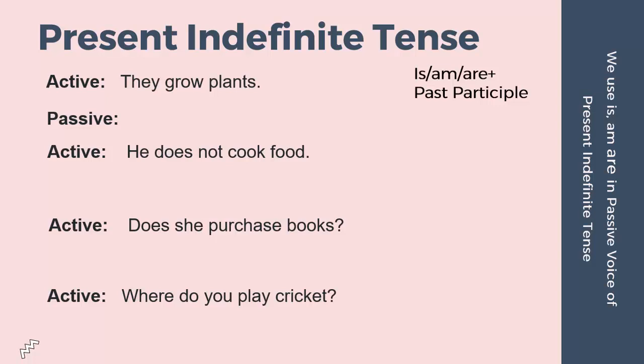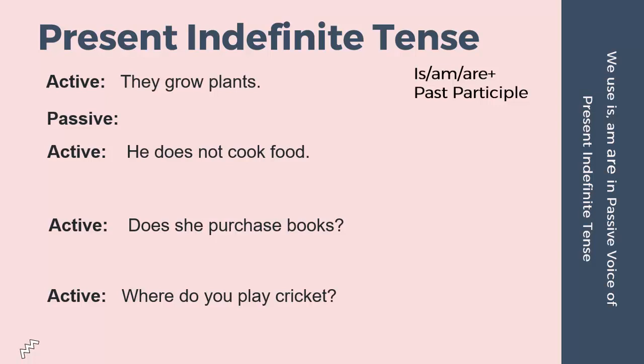Using the rules that we have discussed, let's convert these sentences from active voice to passive voice. These sentences are of present indefinite tense. We know that do or does is replaced by is, am, or are. But how will you identify the simple sentence of present indefinite tense? The simple sentence of this tense consists of the first form of verb, as you can see in this example. They grow plants. Grow is the first form of verb. Sometimes you can also see the addition of s or es with the verb in simple sentences of this tense.